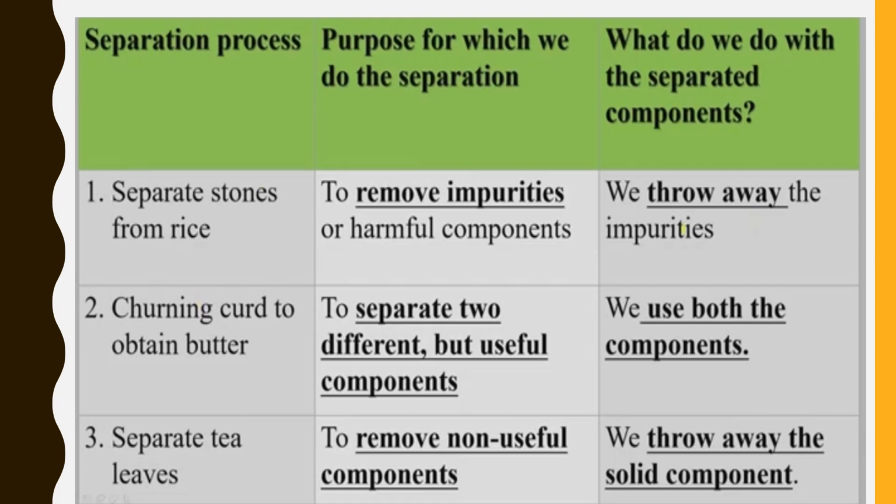Second example is churning curd to obtain butter. Here, two different but useful components are obtained. Here, the separation is done to obtain two useful components. We use both the components over here. Third example, to separate tea leaves from tea, we are removing non-useful components over here. We throw away the solid component.